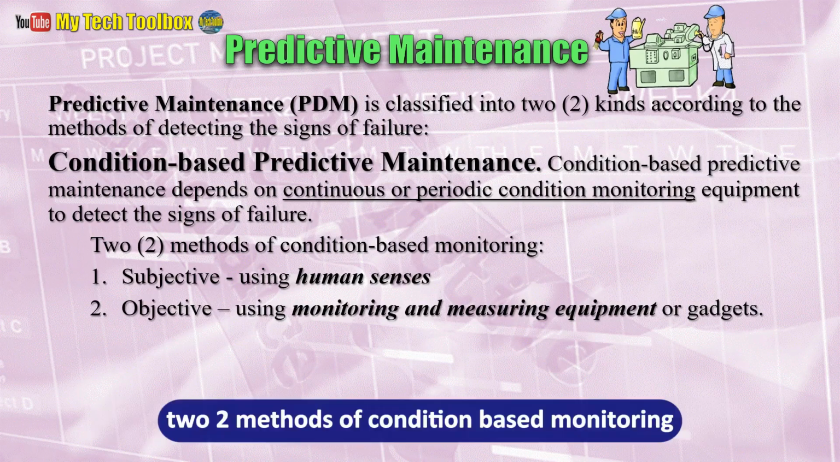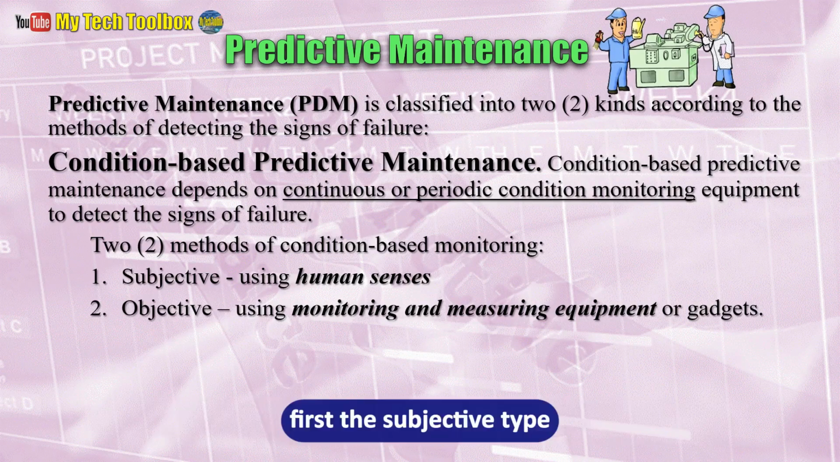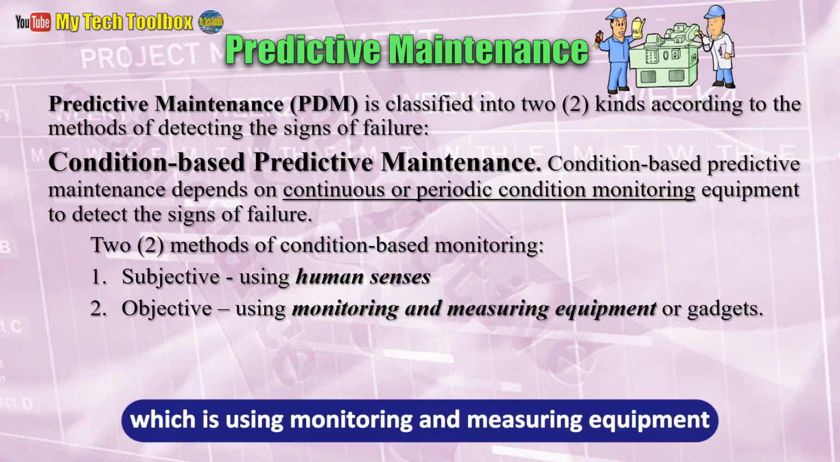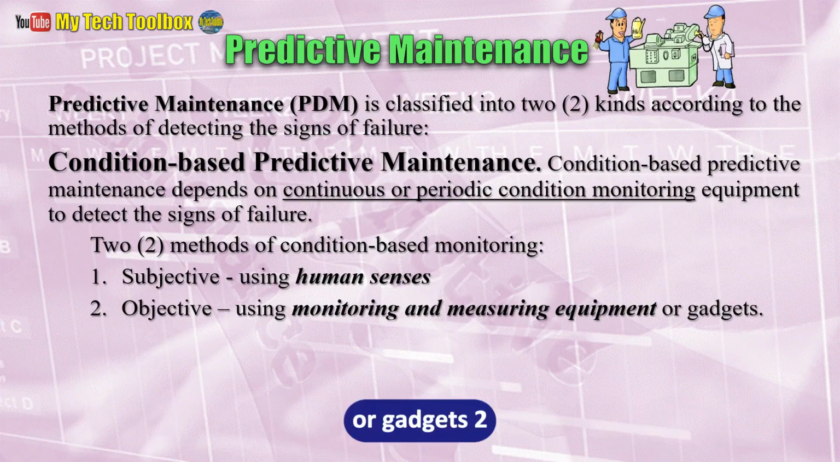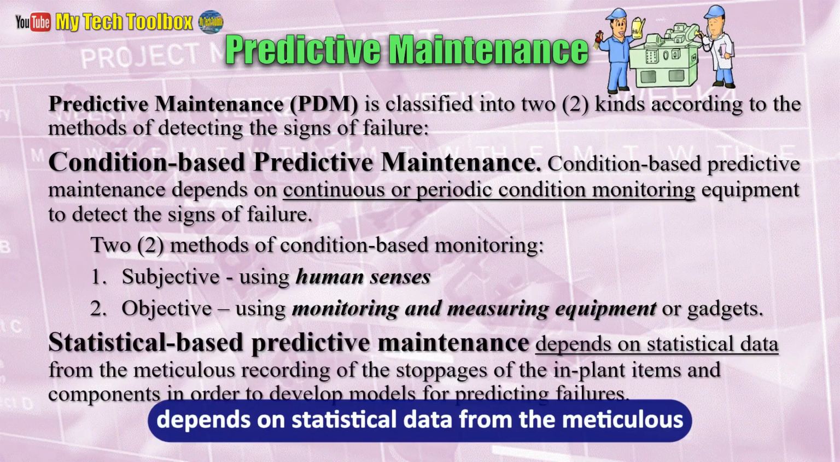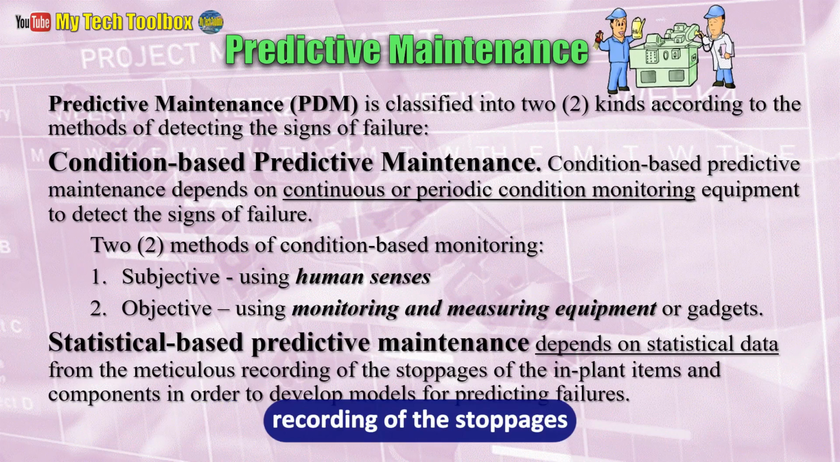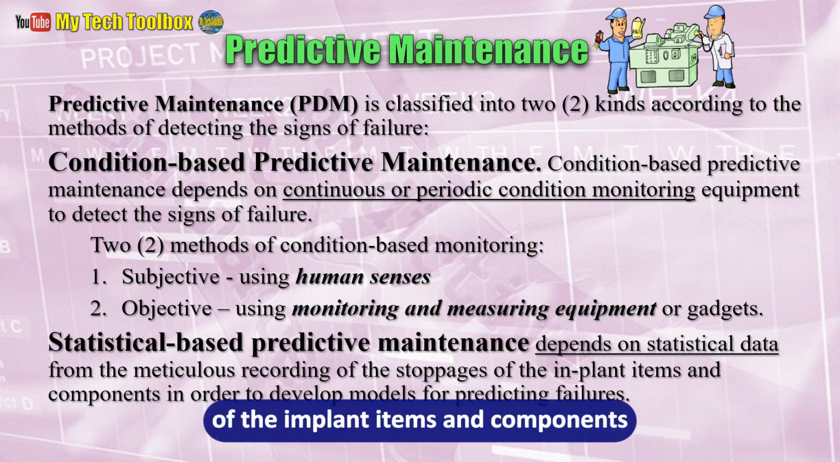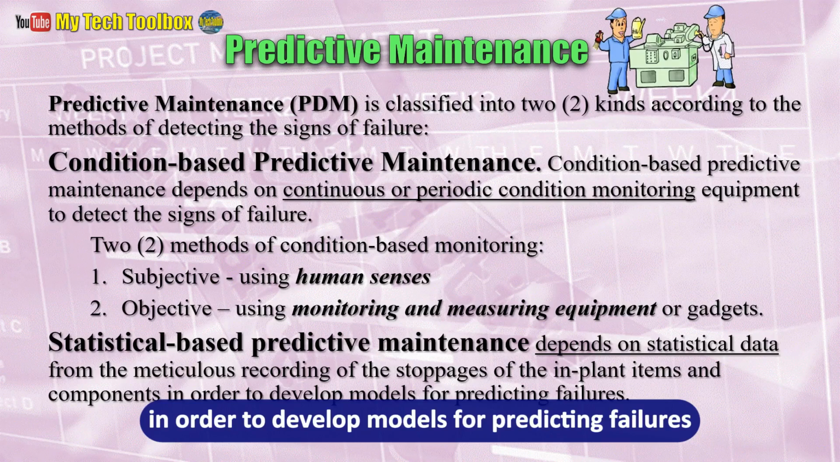Methods of condition-based monitoring. First, the subjective type, which is using human senses. Second, the objective type, which is using monitoring and measuring equipment or gadgets. 2. Statistical-based predictive maintenance depends on statistical data from the meticulous recording of the stoppages of the in-plant items and components in order to develop models for predicting failures.